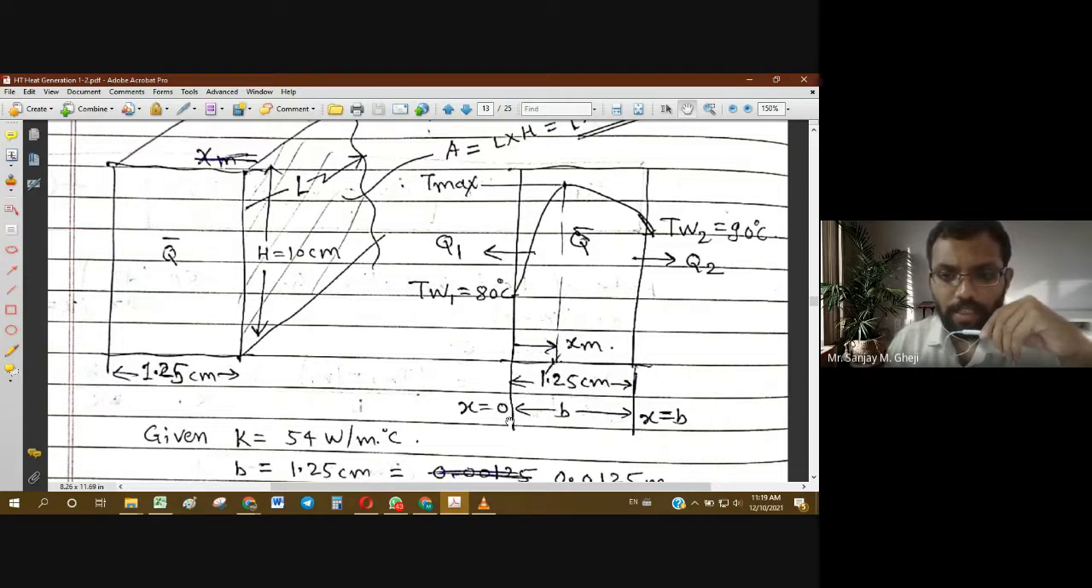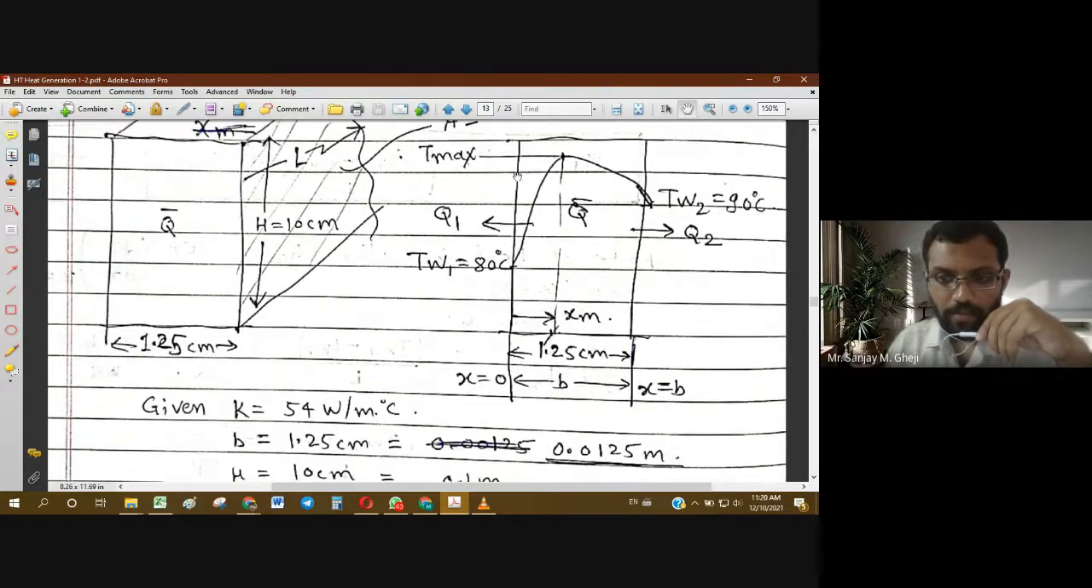Let us take the origin at this left face, x equal to 0, and x equal to b will be the right face. So x is starting from the left end, and positive x will be in this direction, positive x in the right hand direction, and in the negative direction it will be minus x, negative x.